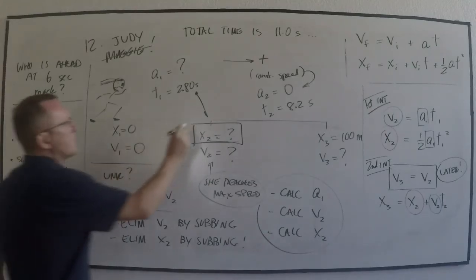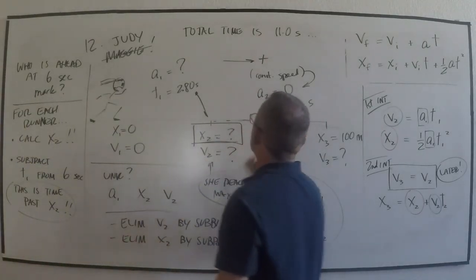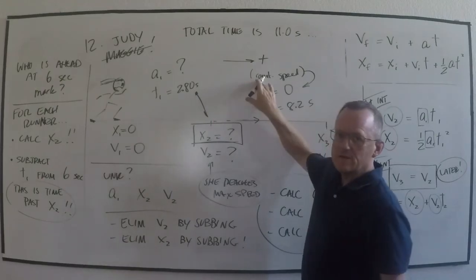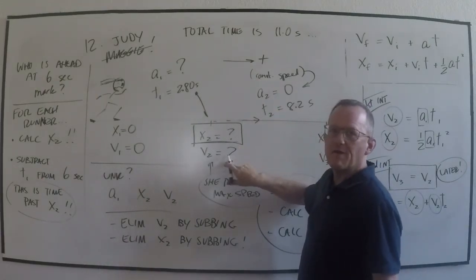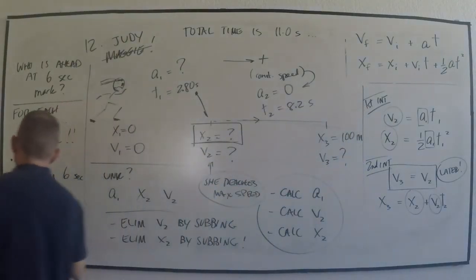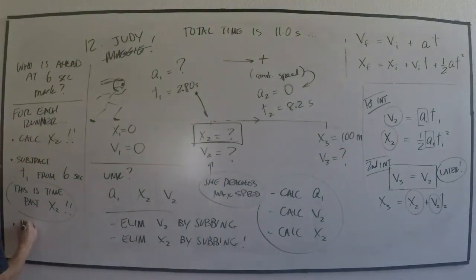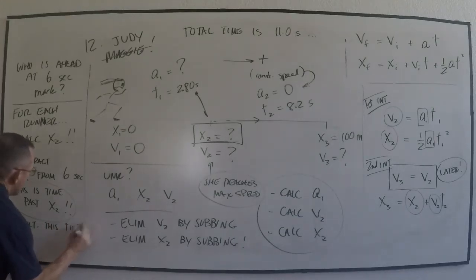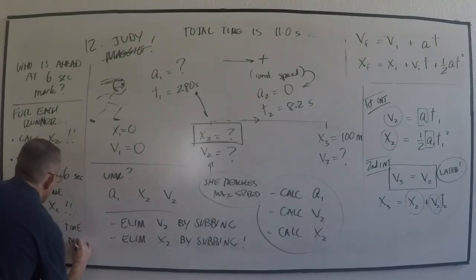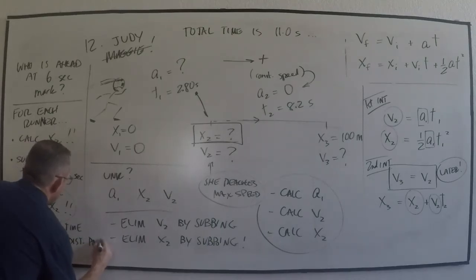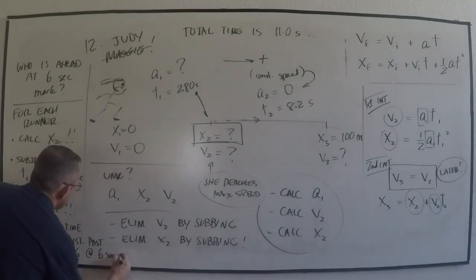What do we know about their motion past X2? They are running at constant speed. What is that constant speed? It is V2. So, multiply this time by V2. And what will that give you? That will give you their distance past X2 at the 6-second mark.